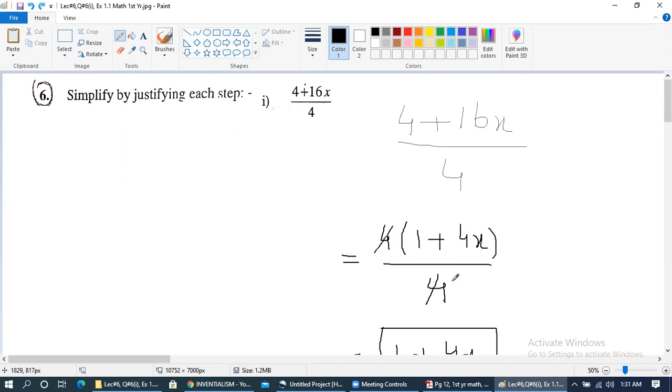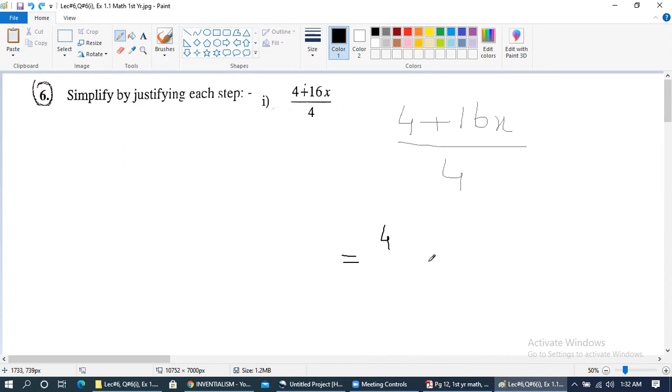For that purpose, let's start our solution. Our answer will be the same, but we'll be doing each and every step separately. We'll not be doing direct procedures or direct cancellations, but each step separately. So here we have the question: (4 + 16x) divided by 4.